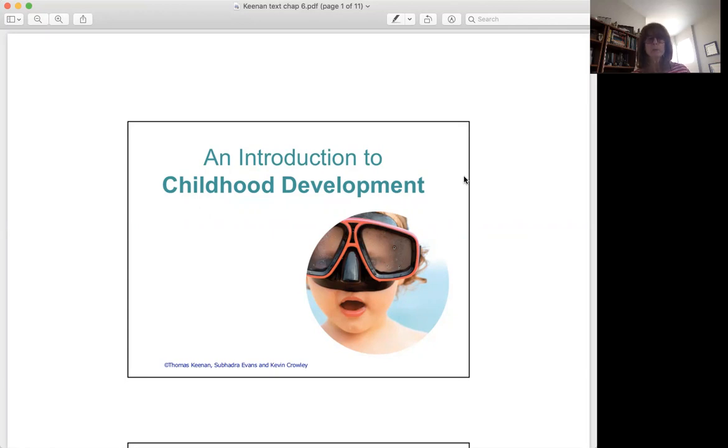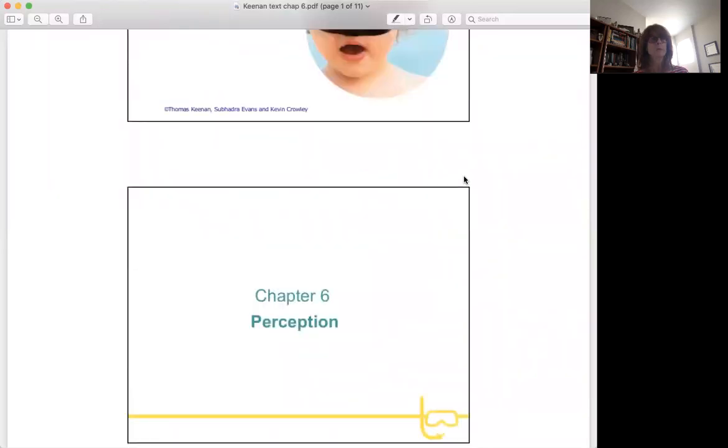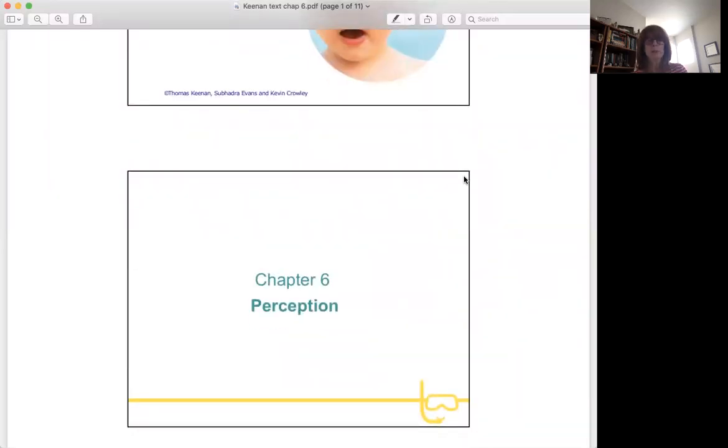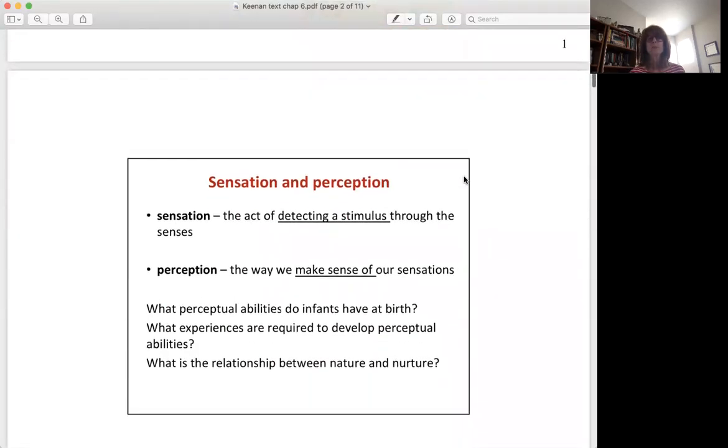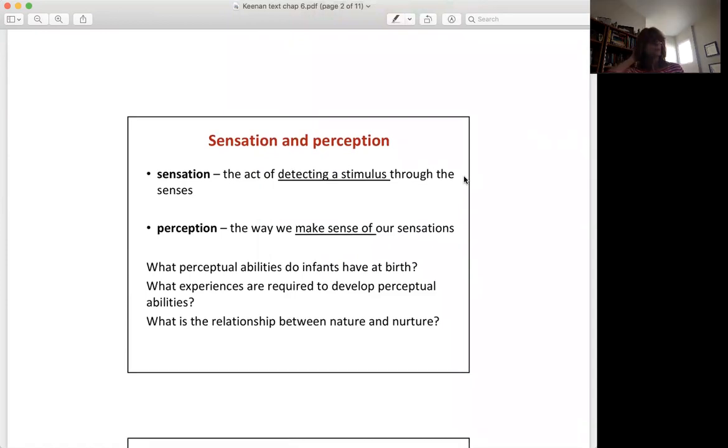We are going to now dive into chapter 6, which is about perception. I know that all of you have completed the second quiz. Congratulations. And we're going to do some more talking about kids, infants, and how we develop. Fascinating subject, right? Where we are in chapter 6 is talking about different types of perception.